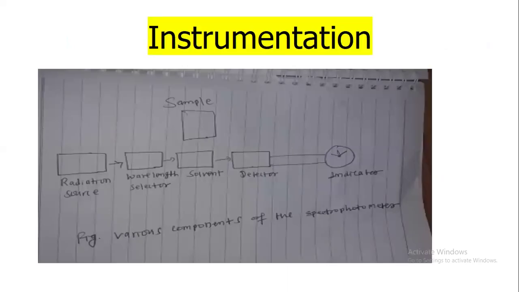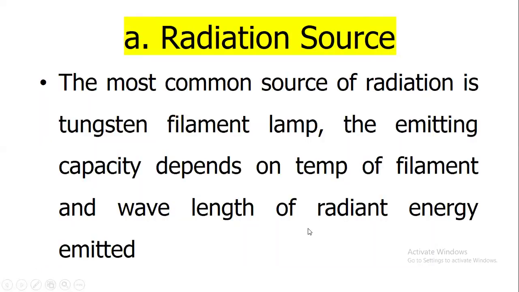Instrumentation: radiation source, wavelength selector, solvent, sample, detector, indicator, various components of the spectrophotometer. Radiation source: the most common source of radiation is tungsten filament lamp. The emitting capacity depends on the temperature of filament and wavelength of radiant energy emitted.